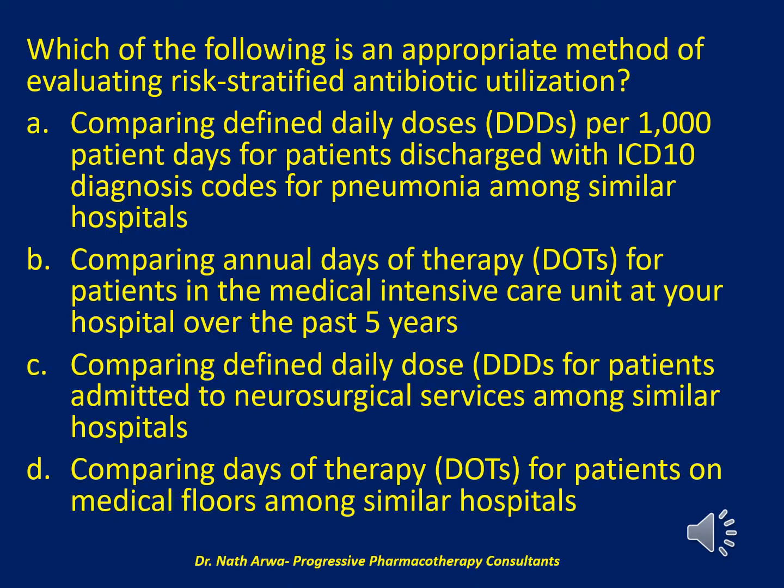And the next question reads, which of the following is an appropriate method of evaluating risk-stratified antibiotic utilization? Is it A. Comparing defined daily doses DDDs per 1,000 patient days for patients discharged with ICD-10 diagnosis codes for pneumonia among similar hospitals, or B.